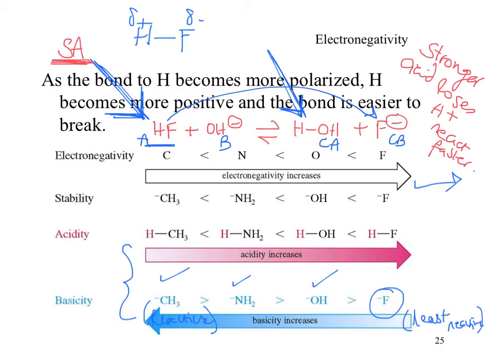And where did that proton go, by the way? That proton has been picked up by the base to give water. So in this particular case, you would say that the forward reaction is going to be more predominant because HF is a better acid than water.